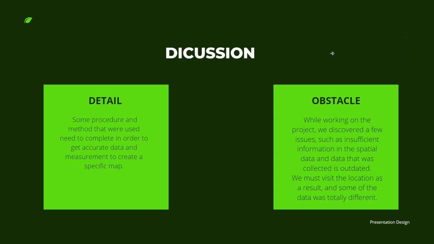So the discussion for the presentation is that we encountered an obstacle while working on the project. We discovered a few issues. There is Google Earth Pro itself, where the data that was collected is outdated. To overcome the obstacle, we decided to do a field survey measurement, EDM, that is electric distance measurement, to obtain accurate data to create a specific map.